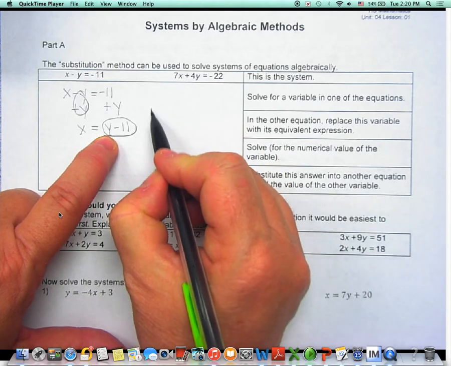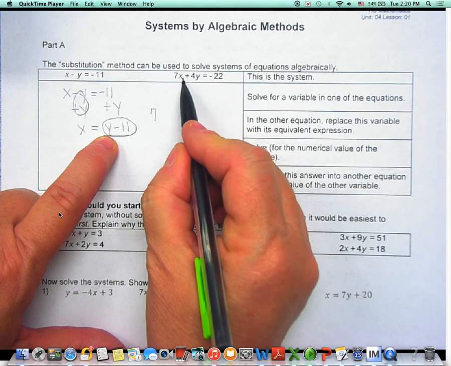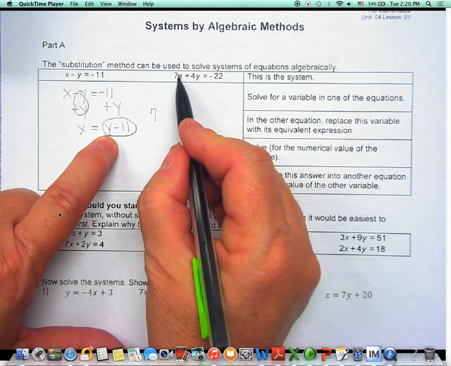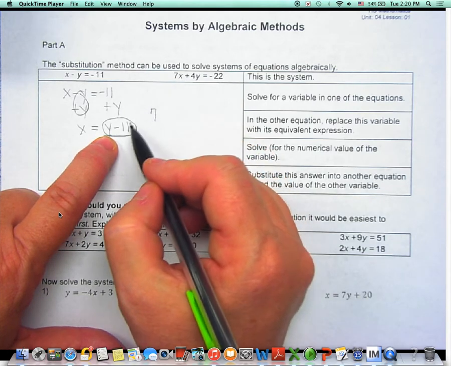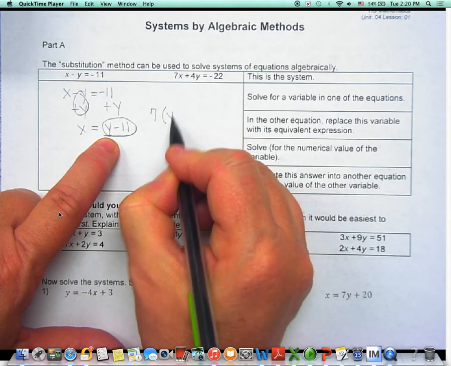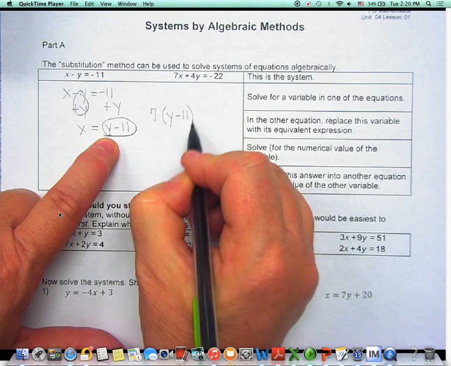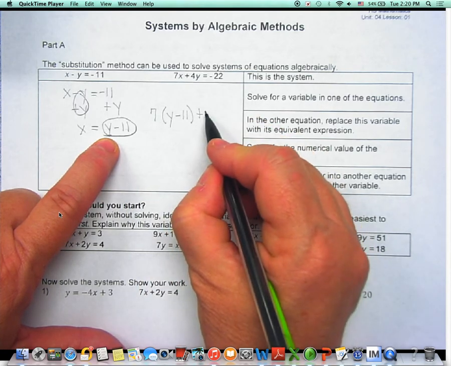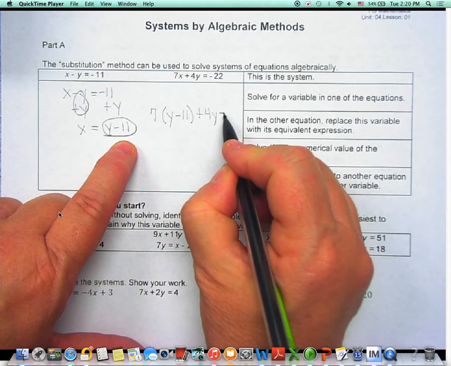So we're going to have 7. And what's the 7 doing to the x? Multiplying. The x is not going to be there anymore. Instead, we're subbing y minus 11 for it. So we're going to have 7 times parentheses y minus 11, plus 4y equals negative 22.